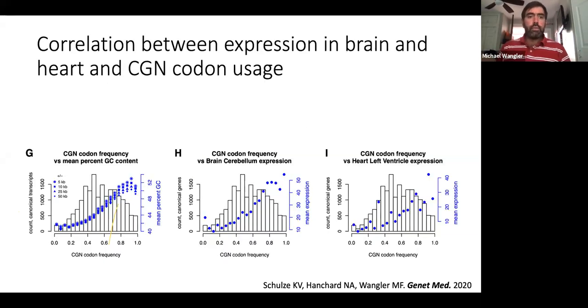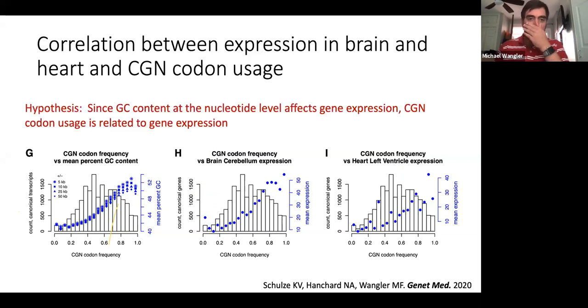And so then what we wanted to do is we hypothesized that since the GC content at the nucleotide level is sort of known to affect a gene's expression, we wanted to see if the CGN content is related to gene expression. And what was interesting about this was that we're using GTEx data, and we actually saw some tissues showed this and some kind of showed it, or, you know, didn't show it as well.